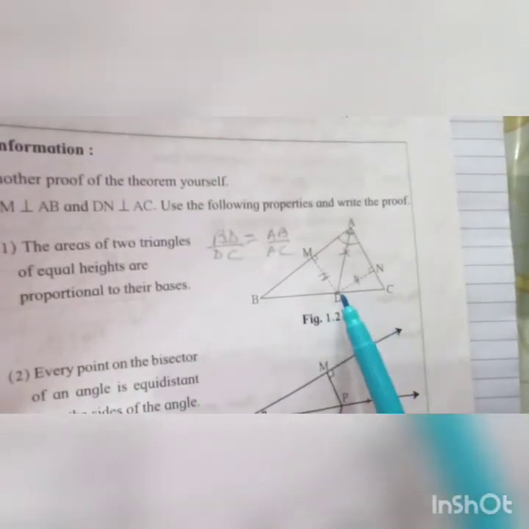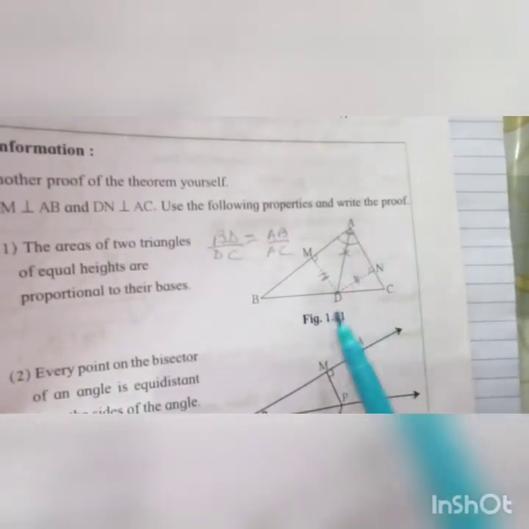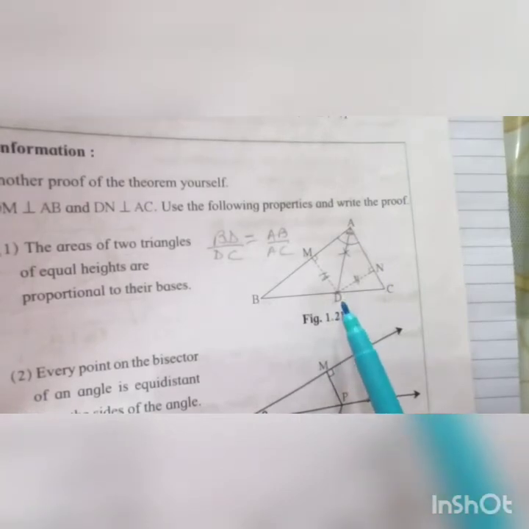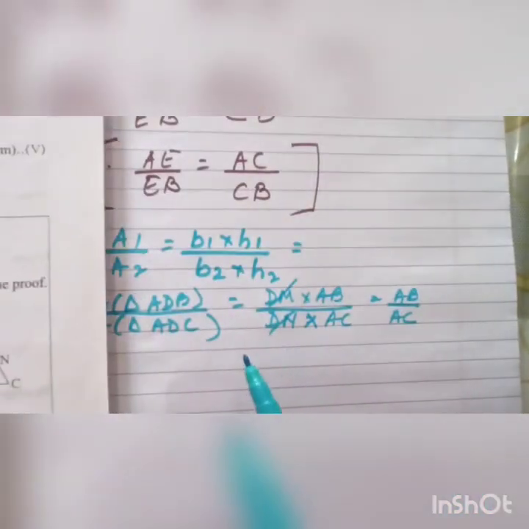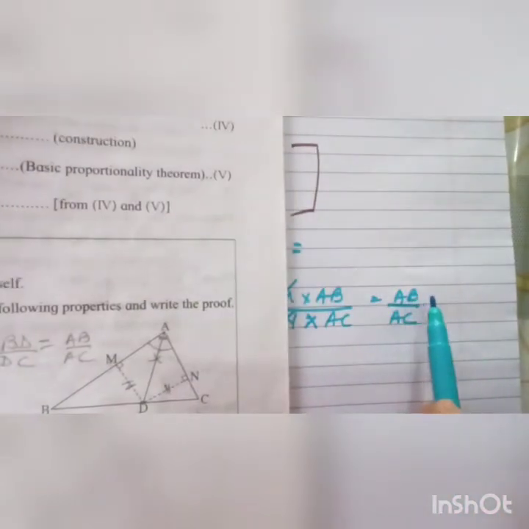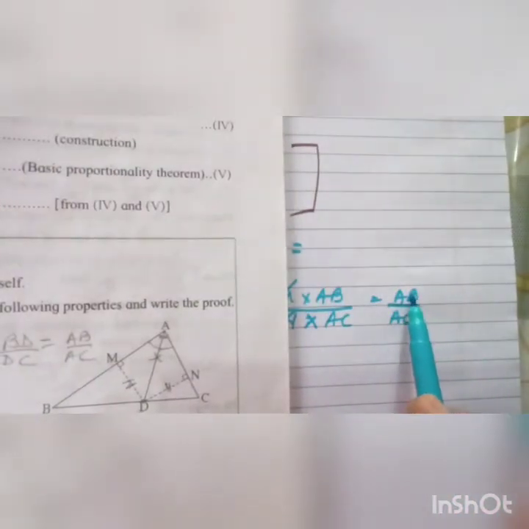Why are the heights equal? Because it lies on the angle bisector. Point D lies on the angle bisector, and therefore the ratio of the areas of these two is equal to base of one triangle upon base of the other triangle.